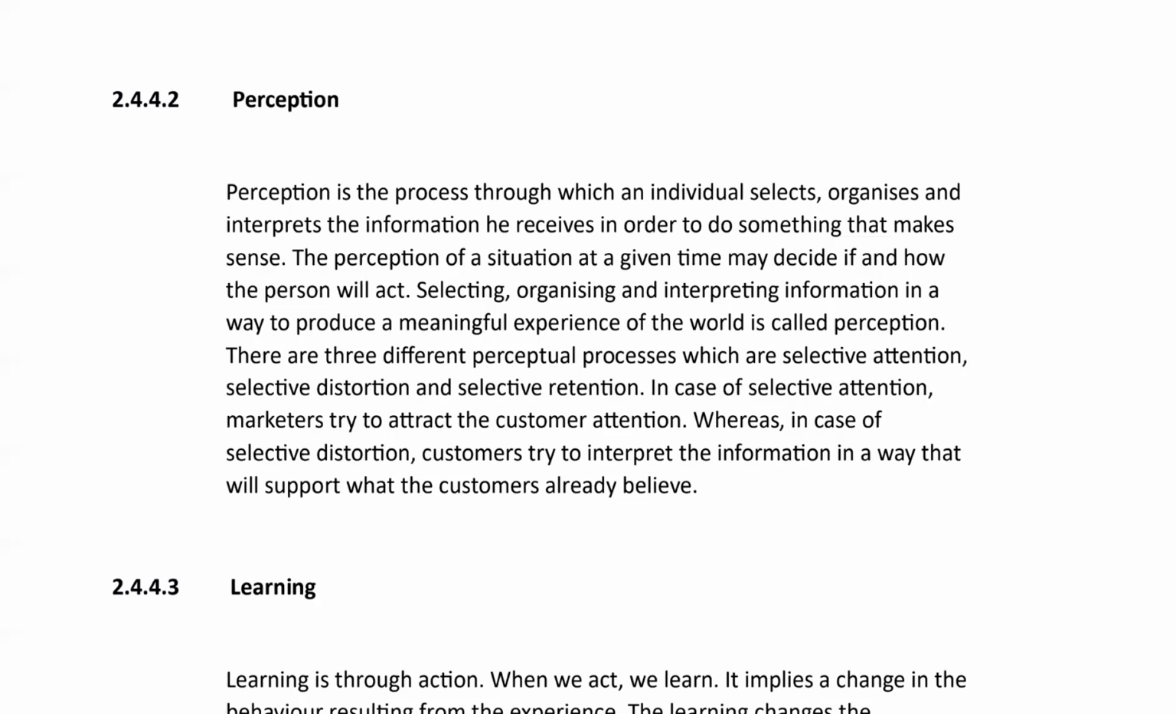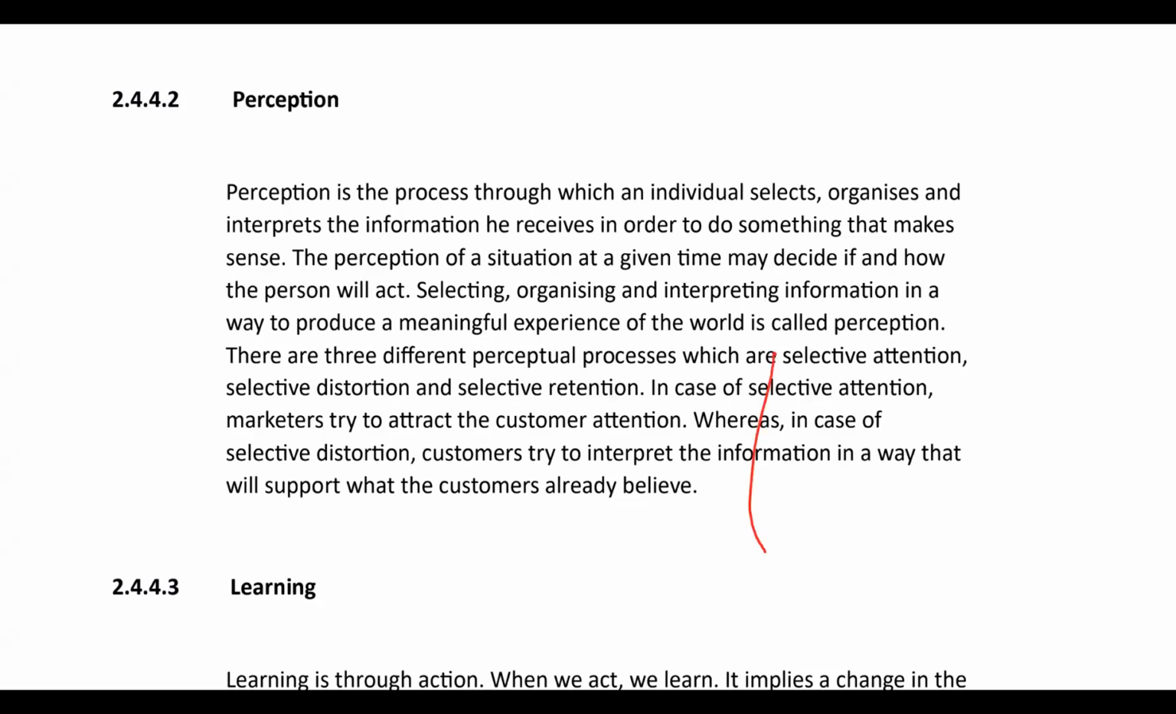Whereas in the case of selective distortion, the customers will try to interpret the information in a way that will support what the customers already believe. Get that philosophy, that's very important in marketing. Right. So when you're dealing with selective distortion, the customers will try to interpret the information you have given to them, as you are trying to make them aware of the product, in a way that will support what they already believe. It's called selective distortion. Right.